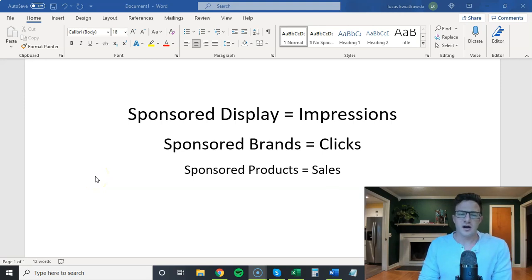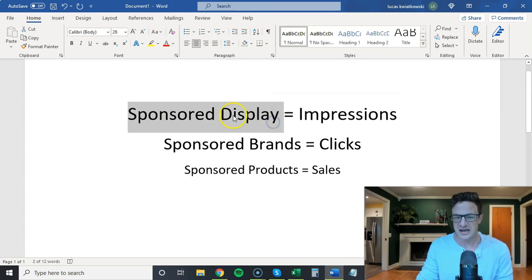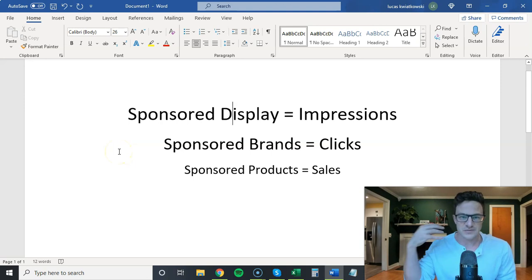People often starting off with PPC will think that these three types of campaigns, sponsored display, sponsored brands, and sponsored products, are all there to drive sales, right? If these aren't getting sales, you're not happy, and you're going to change things that you're doing. Now, as you work with and see bigger companies and think of funnels, you need to realize that there are different types of ads because they serve different purposes.